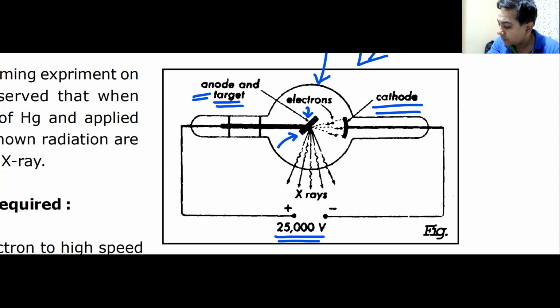So tell me what else is happening. Cathode, say, electrons are released somehow. I don't know how. And then these electrons are falling on what? Anode and target. Anode or the target. And then what do you see? They fall on this, and then something is emitted, and that something which is emitted is known as the X-ray. Do we understand this? Yes, sir.